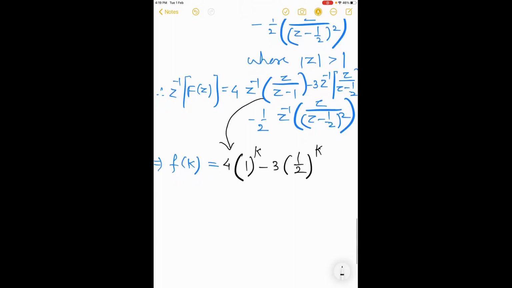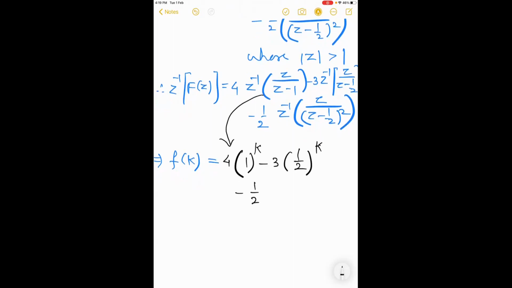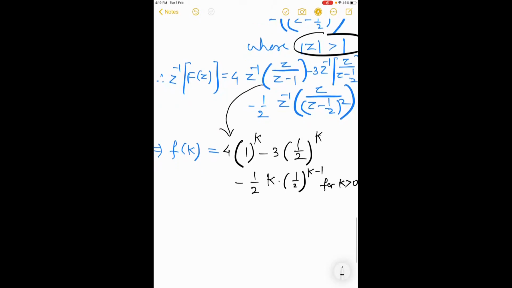And the third term, minus half, inverse transform of z upon z minus a, the whole square, can be taken as k into a raised to k minus 1. So k into 1 by 2 raised to k minus 1, for k greater than 0, because your range is mod z greater than 1. So certainly it is greater than half, it is greater than 1, and therefore k is greater than 0.